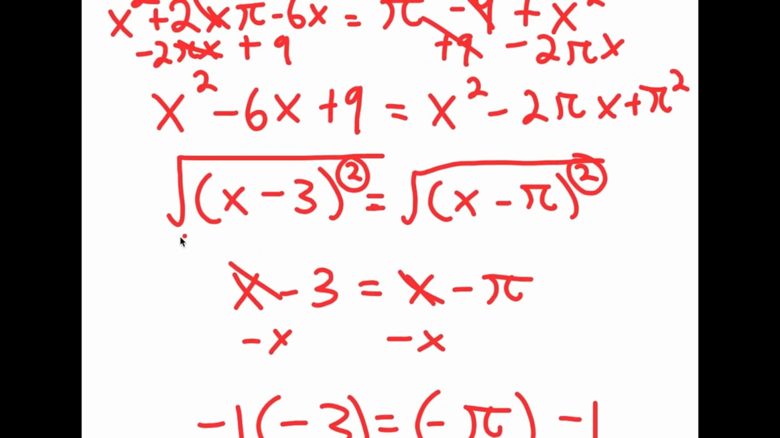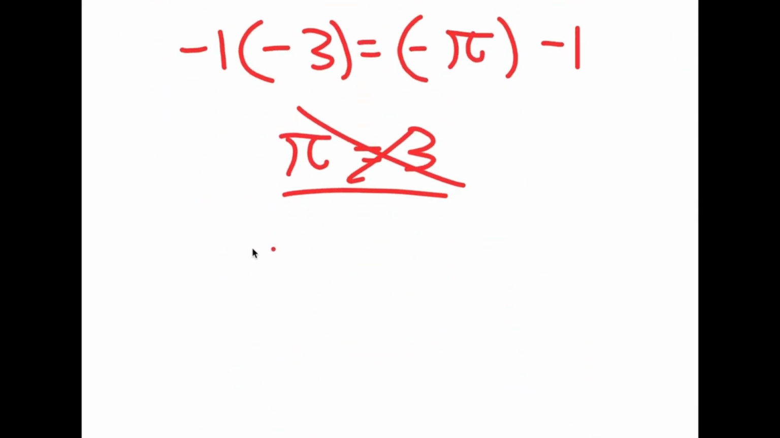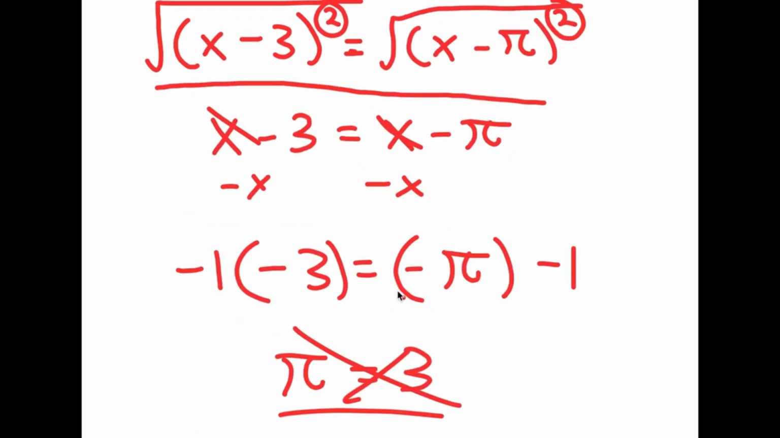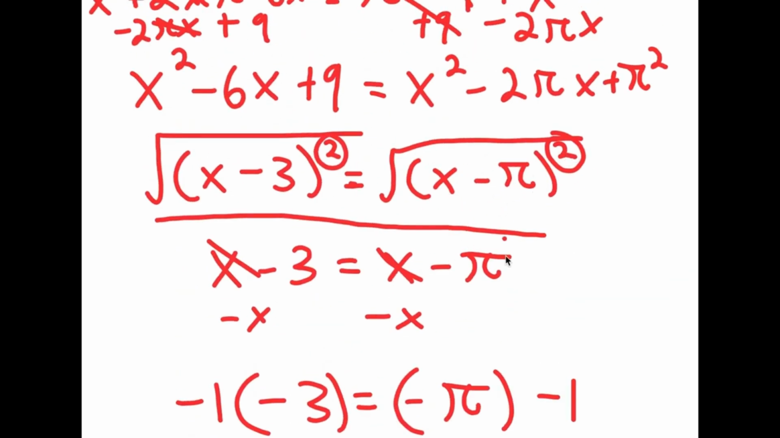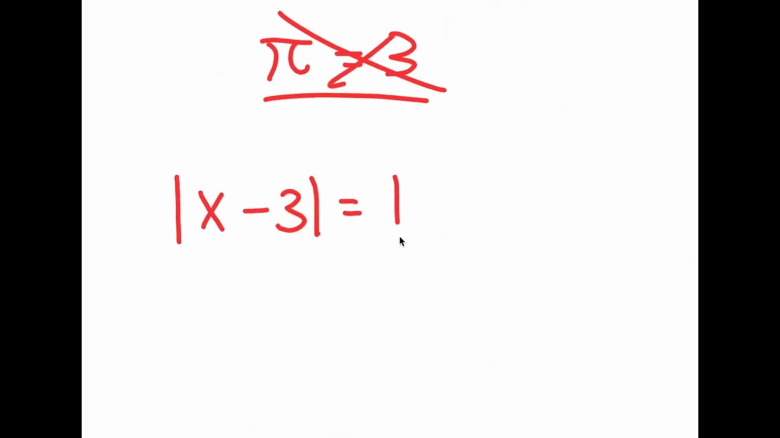Well, I actually went wrong on this step right here, where I said that the square root of x minus 3 squared and the square root of x minus pi squared are equal to x minus 3 and x minus pi respectively. Well, this is actually not true. The square root of x minus 3 squared isn't equal to x minus 3, it is equal to the absolute value of x minus 3. And the same goes with the square root of x minus pi squared. It's not equal to x minus pi. It's equal to the absolute value of x minus pi.